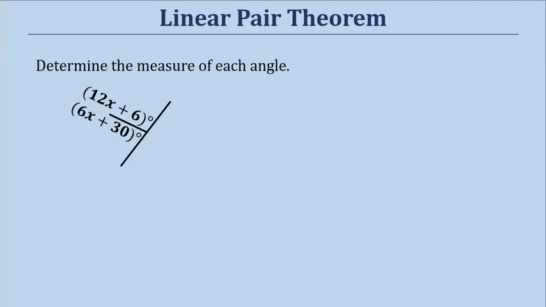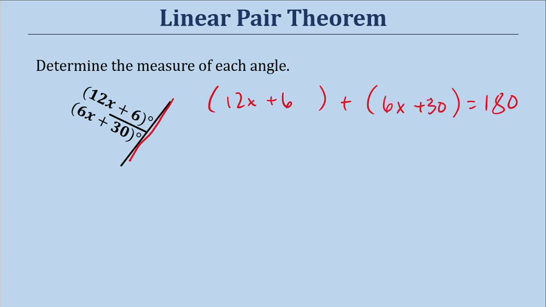This next example is very similar to the last one. We have two expressions that we need to add to form a line. So our first angle plus our second angle is going to equal 180 degrees. We have 12x plus 6 plus 6x plus 30 equals 180.